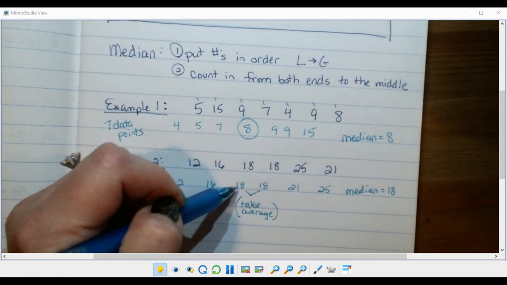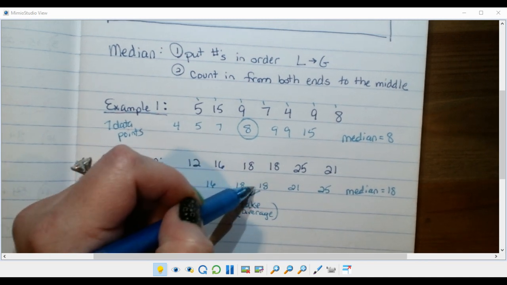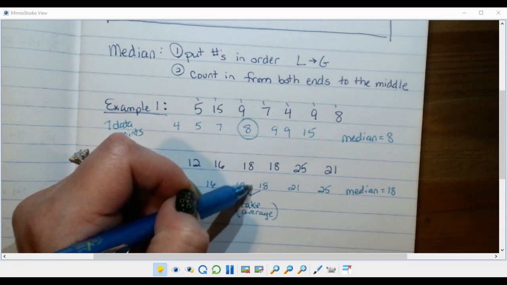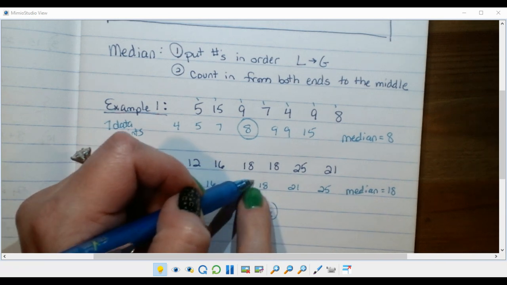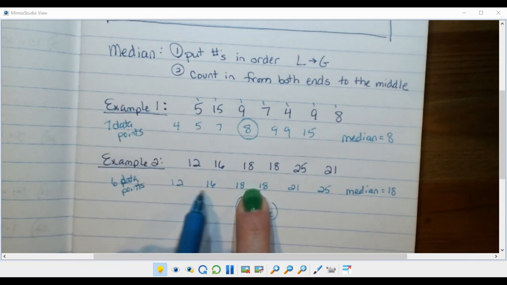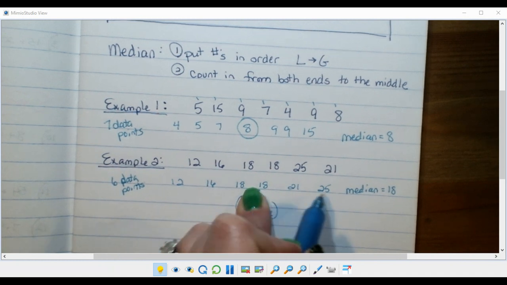So if you can imagine maybe this was 17 and this was 19 and I was to take the average, you would have here 18 in the middle. If that was my middle point, I still have half of my information below it and half of my information above it.